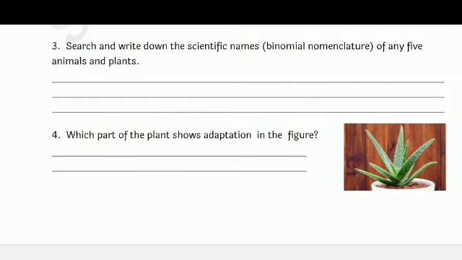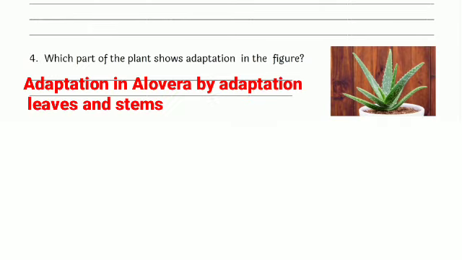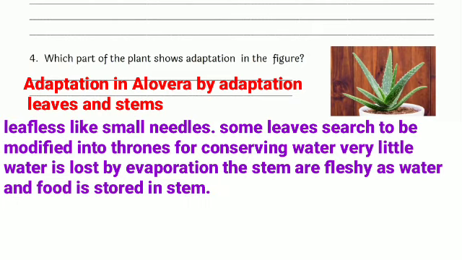Next question, question 4. Which part of the plant shows adaptation in the figure? This is the adaptation of aloe vera, leaves and stem parts. The leaflets are like small needles, some leaves are modified into thorns for conserving water. Very little water is lost by evaporation. The stems are fleshy as water and food are stored in the stem. This is the answer.